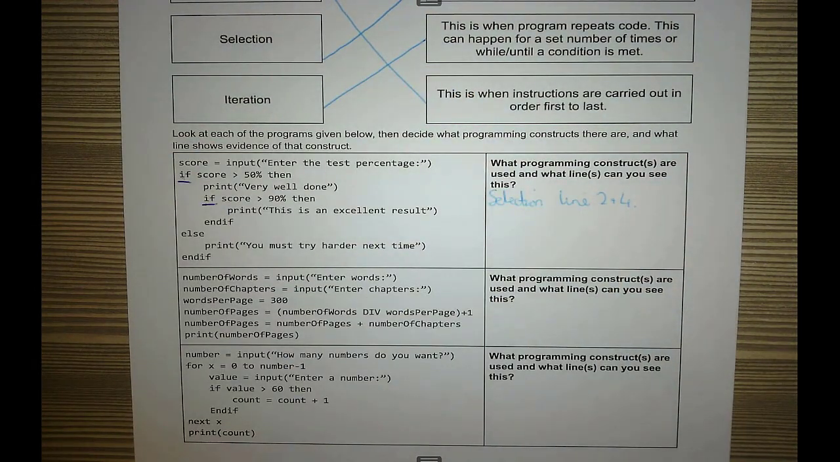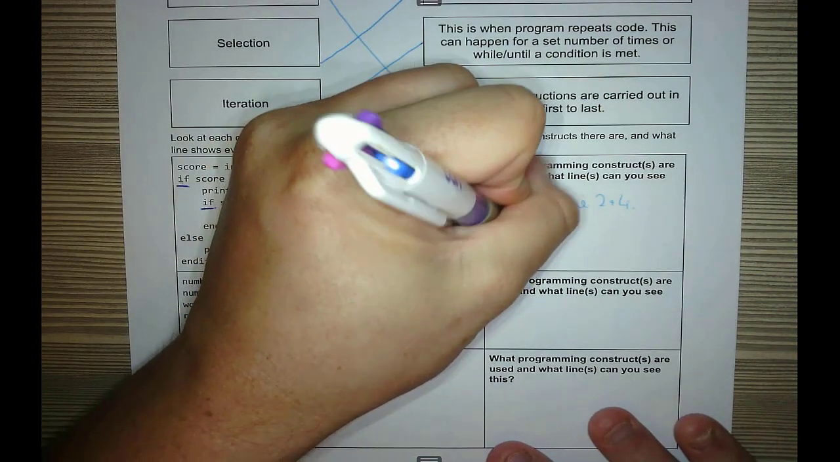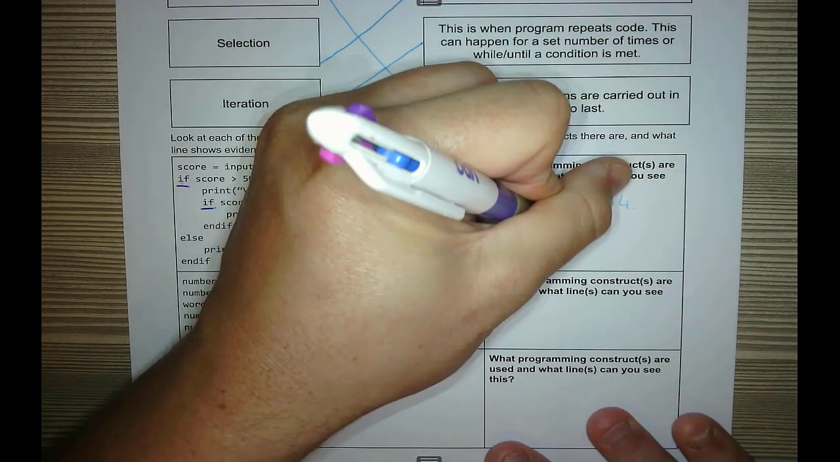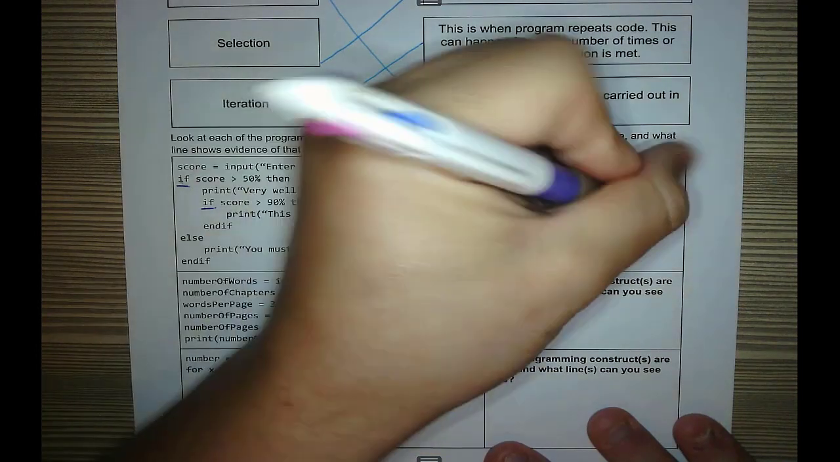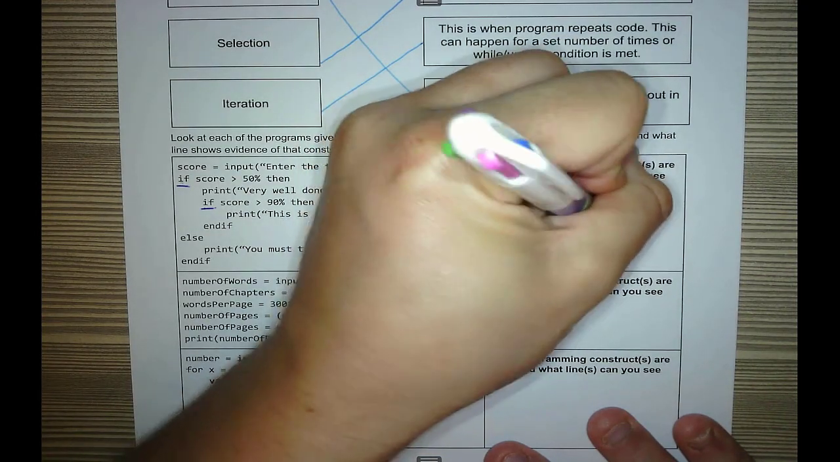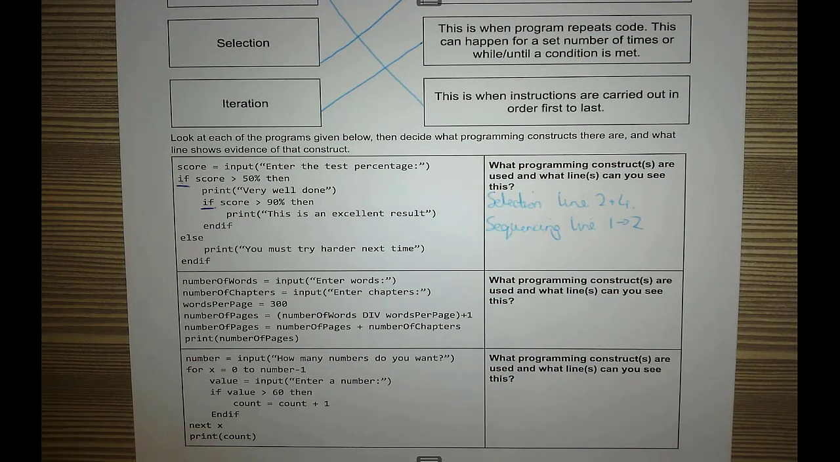However, I think the key thing to note here is if it was an exam question, you got asked to identify one programming construct, then I would always pick selection in this case, because that's clearly what the exam board are looking for. Now, if it got asked for name 2 different programming constructs, then you would also pick out sequencing. Okay, so just bear that in mind.